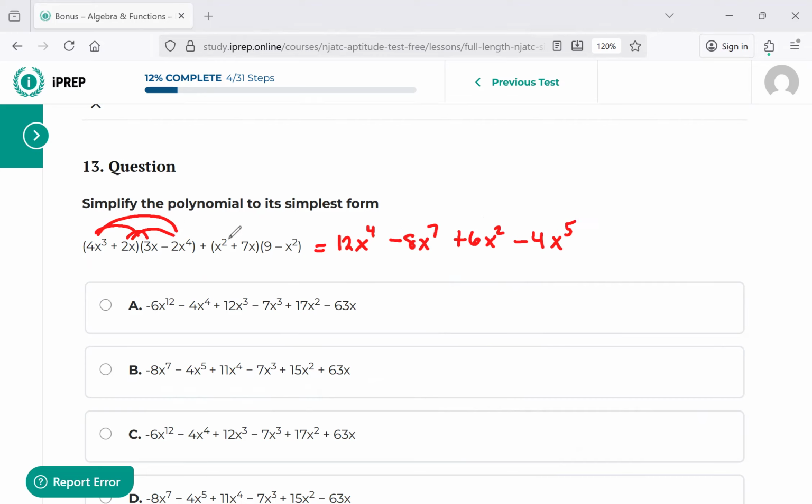Okay. And then go ahead and FOIL this out. So x squared times 9 is 9x squared. x squared times negative x squared is negative x to the fourth. 7x times 9 is 63x. And then 7x times negative x squared is negative 7x cubed.